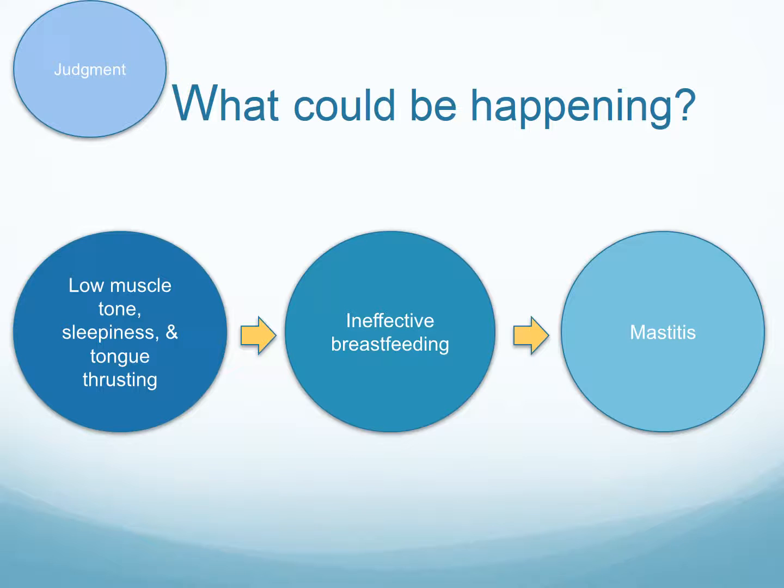So, what could be happening? The characteristics often seen in a baby with Down syndrome, such as low muscle tone, fatigue, and tongue thrust, make latching and positioning during breastfeeding difficult. Poor latch and position lead to ineffective breastfeeding, sore nipples, and an inefficient milk transfer. Sore and cracked nipples and failure to empty breast milk completely and regularly on each breast are precursors to mastitis.